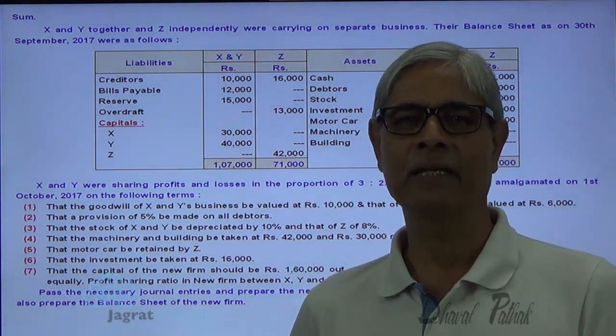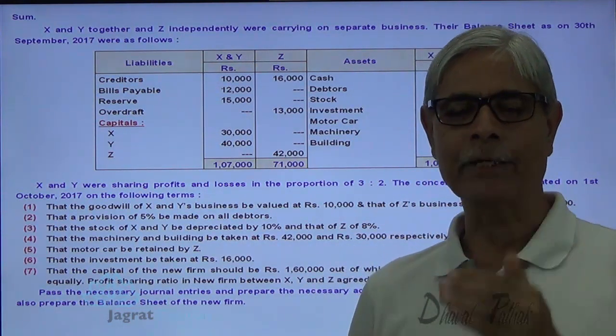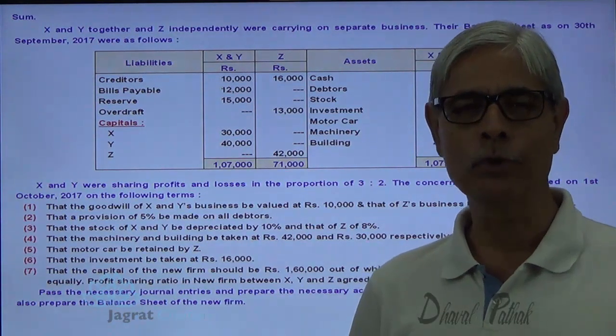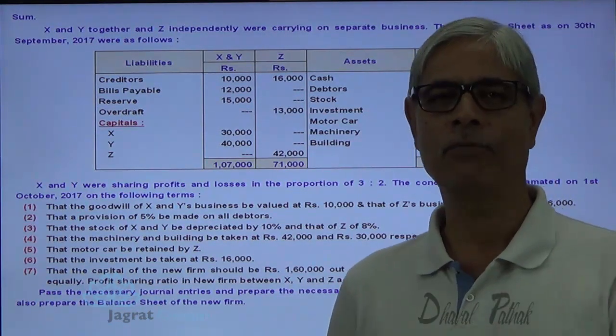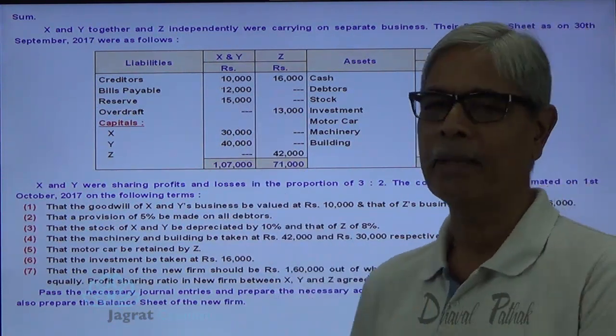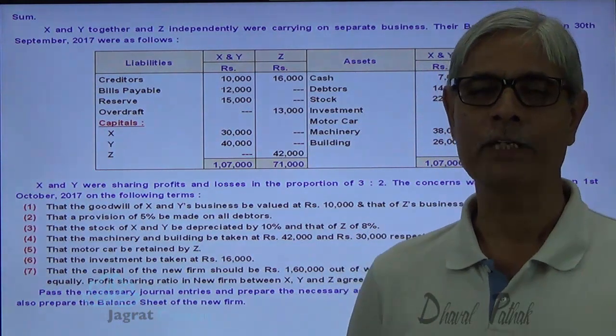So I feel that the accounting treatment that I go for, raising goodwill and writing off goodwill at the end in the books of the new firm, by solving the sum by revaluation account method, is also fine. So I am going to solve this sum by revaluation account method. Now in this revaluation account, what is to be done?